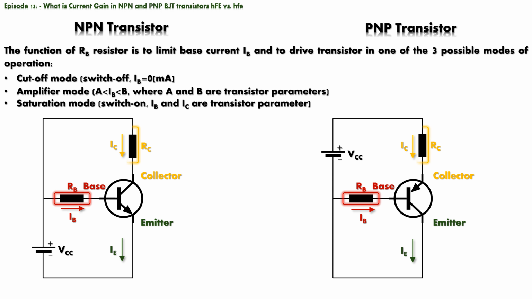Next, we have resistor RC, the collector current limiting resistor. Its function is to limit the amount of current going into the collector terminal of the NPN transistor, or PNP transistor, respectively. This is the simplest transistor configuration, consisting only of the transistor itself, two current limiting resistors and a power source.